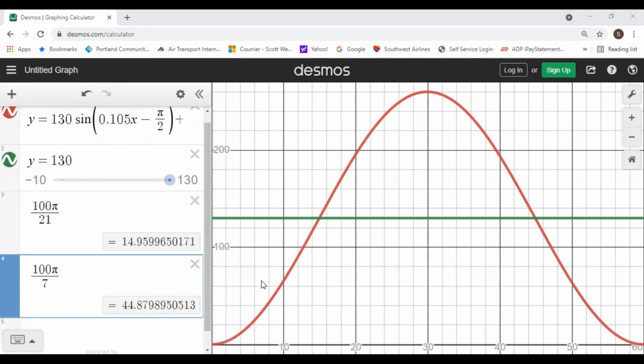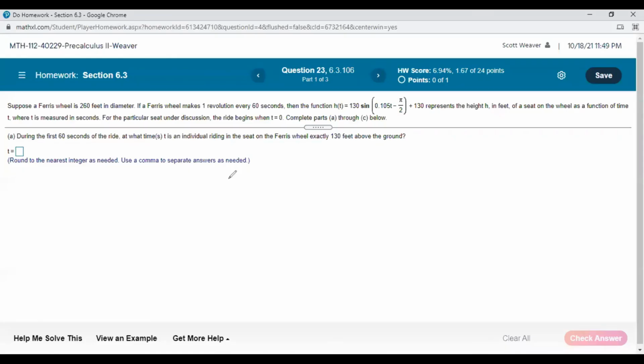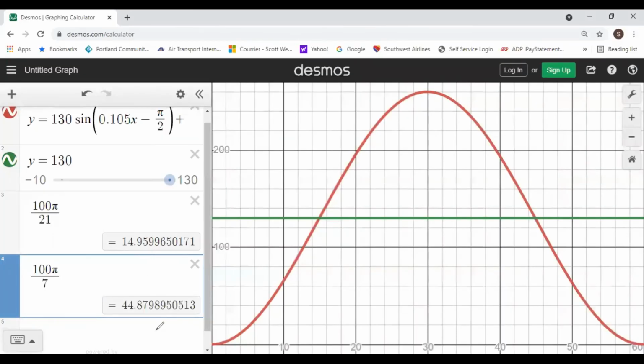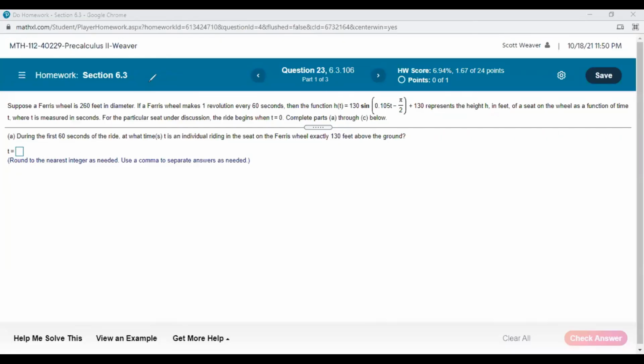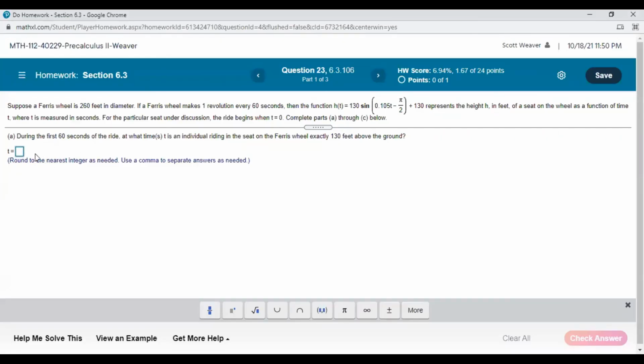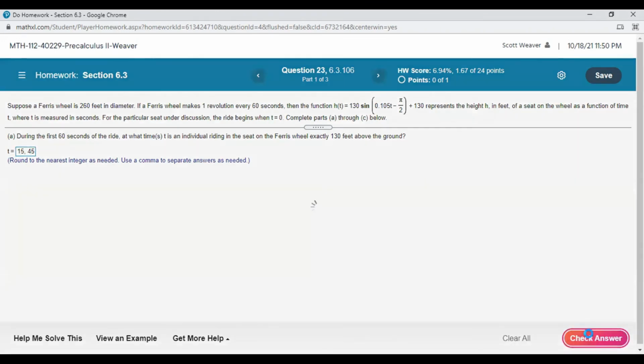Now I just have to look back at the problem and see how it wants the answer. It says round to the nearest integer as needed, use a comma to separate answers as needed. So that was 15 and 45. Nearest integer is the nearest whole number. So t equals 15, 45, using a comma to separate the answers.